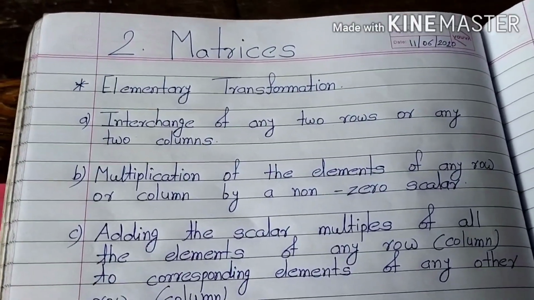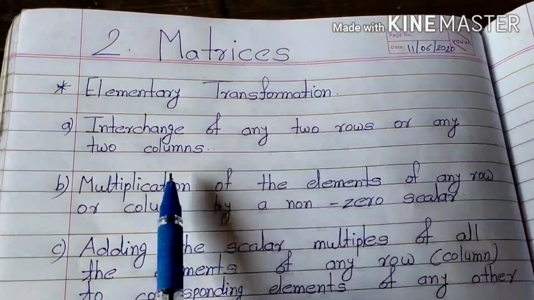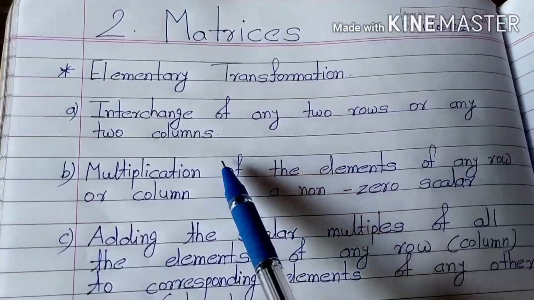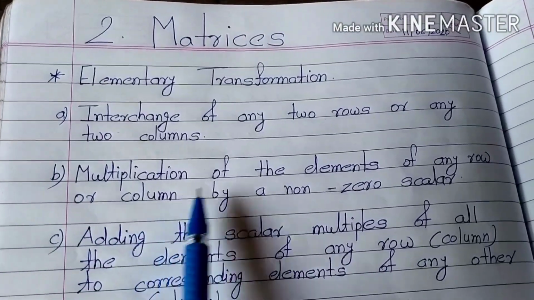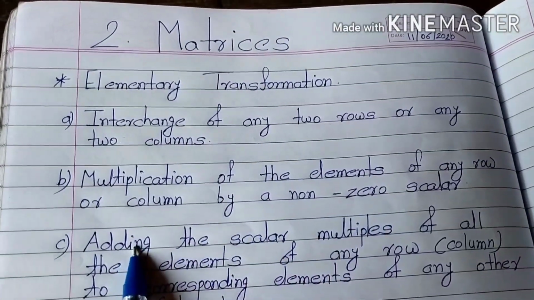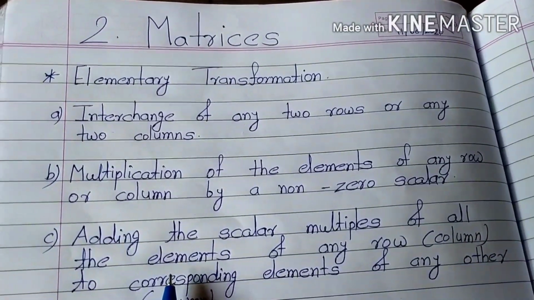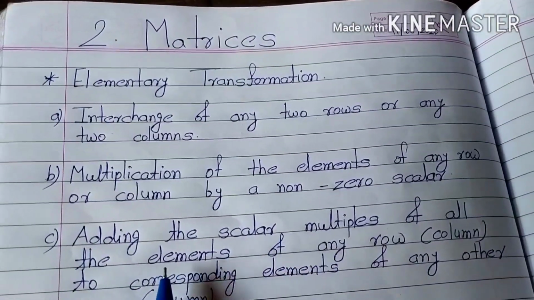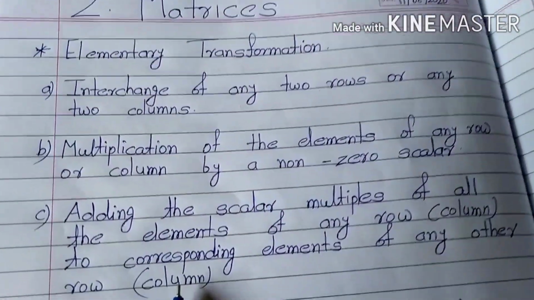They are as follows. First, interchange of any 2 rows or any 2 columns. You can interchange any 2 rows or any 2 columns. Next, multiplication of elements of any row or any column by a non-zero scalar. Suppose k is a scalar, then you can multiply this k by any row or any column.